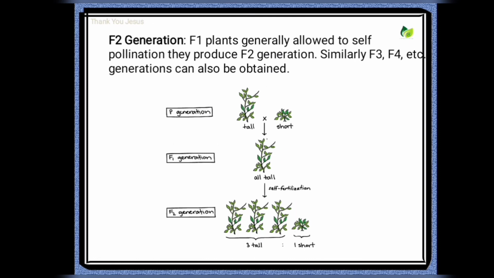F2 generation. F1 plants are generally allowed to self-pollinate, and they produce the F2 generation. Similarly, F3, F4, etc. generations can also be obtained.